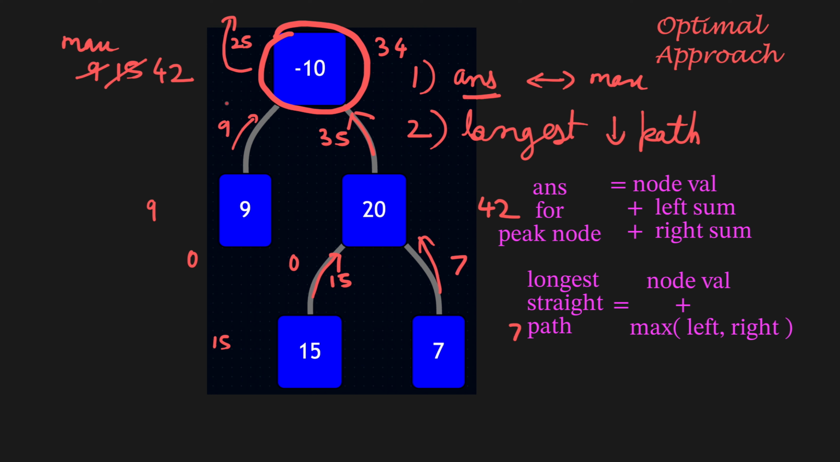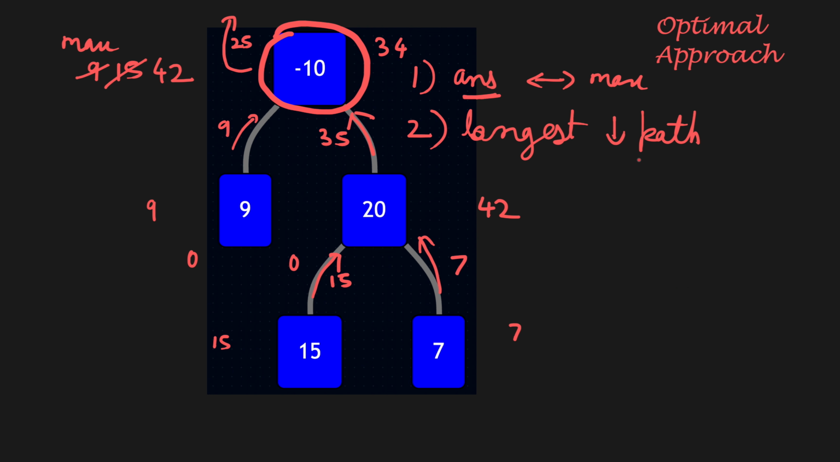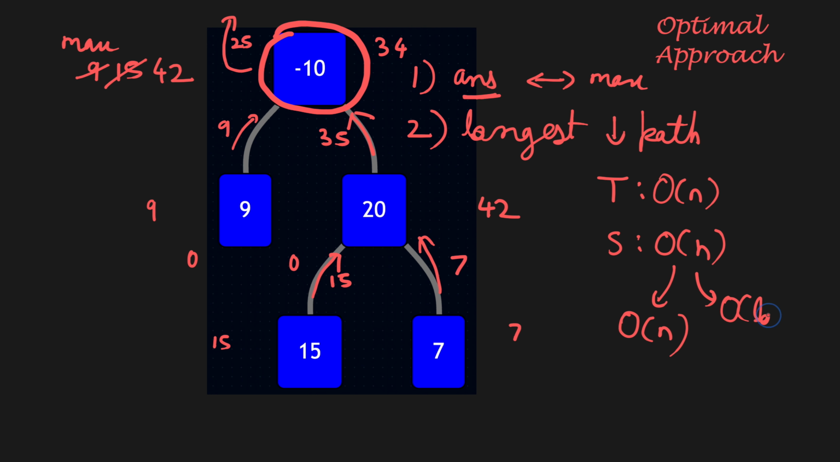And now, since we have covered all the nodes, we are done. And our answer, which is the maximum path sum, will be 42. And now, the time complexity of this approach is O of n, since we are visiting each node exactly once, and the space complexity will be O of h used by the recursion stack, which in the worst case of an unbalanced tree will be O of n. And for a balanced tree, it will be O of log n.